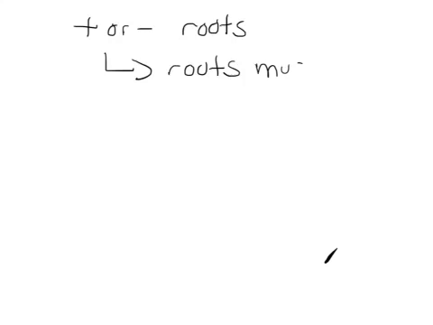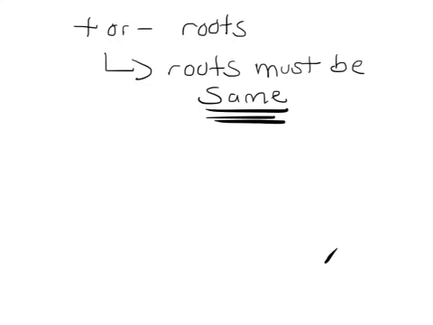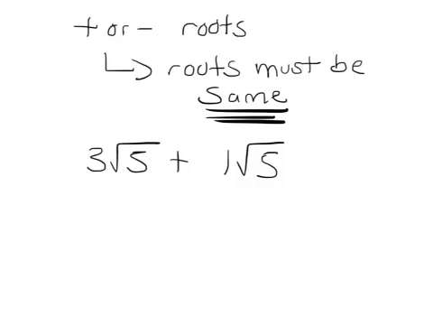The roots, just like fractions, must be the same. And that's really important. Okay, that's only for adding and subtracting. If it's multiplying and dividing, it's really simple. So all you've got to do here is, if it's 3 root 5 plus 1 root 5, you're just saying, if I have 3 root 5s and 1 root 5, how many root 5s will I now have? And the answer is 4 root 5s.